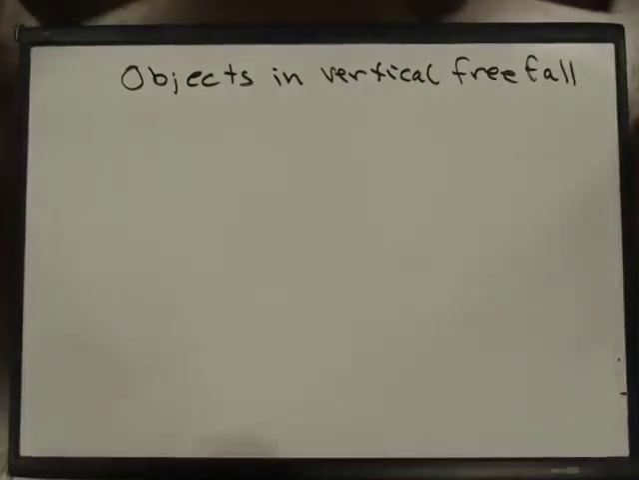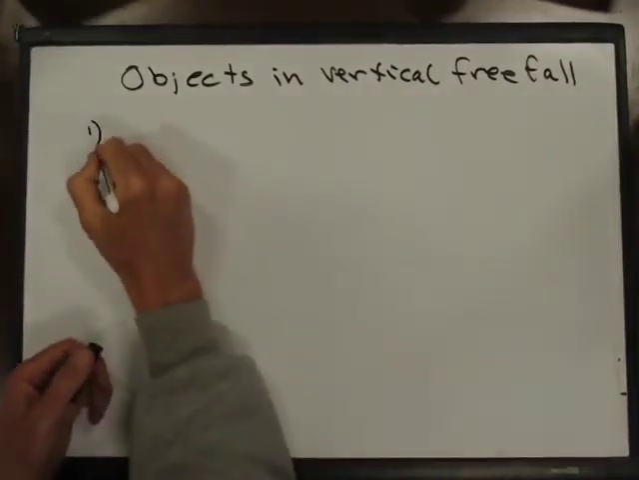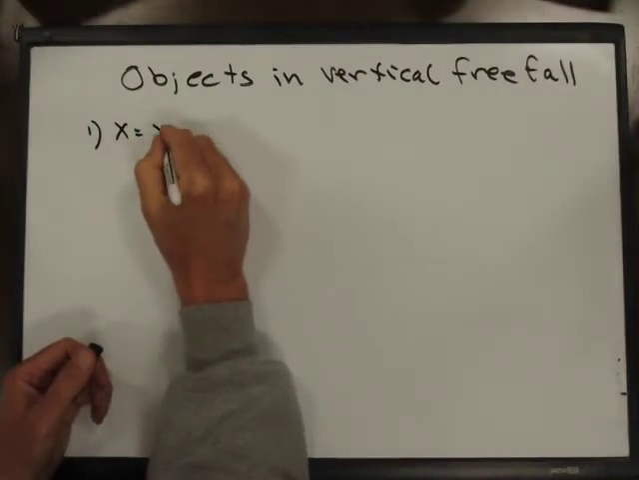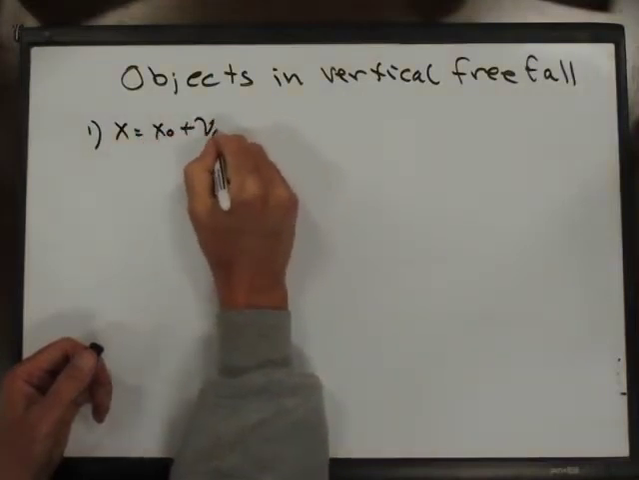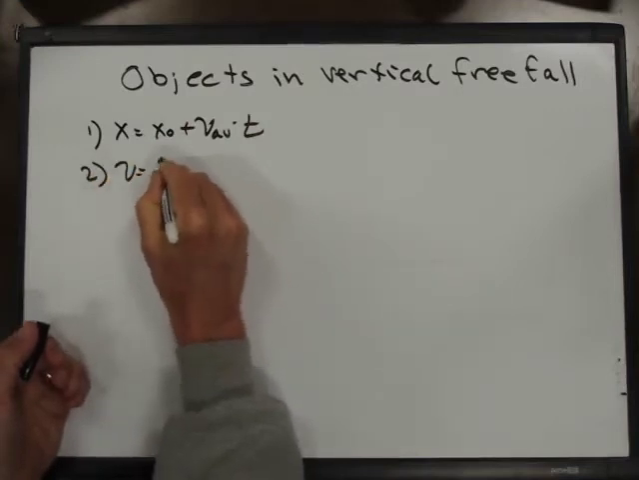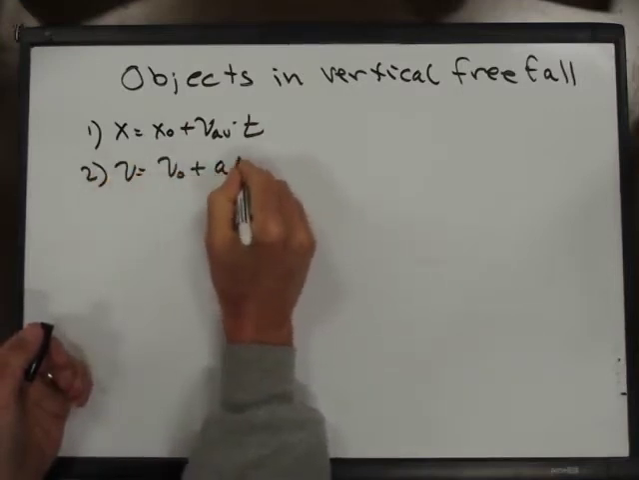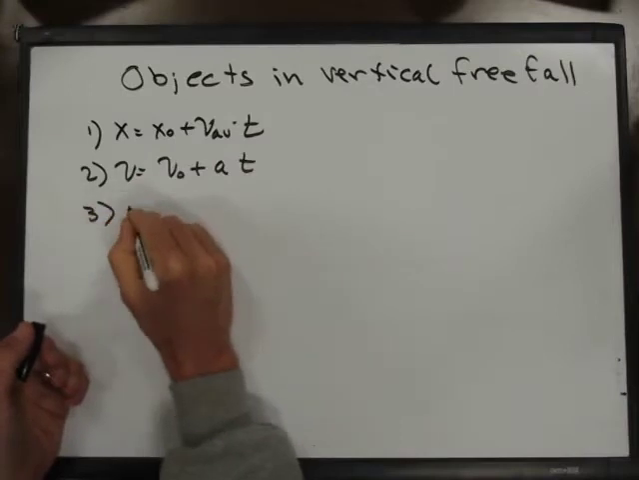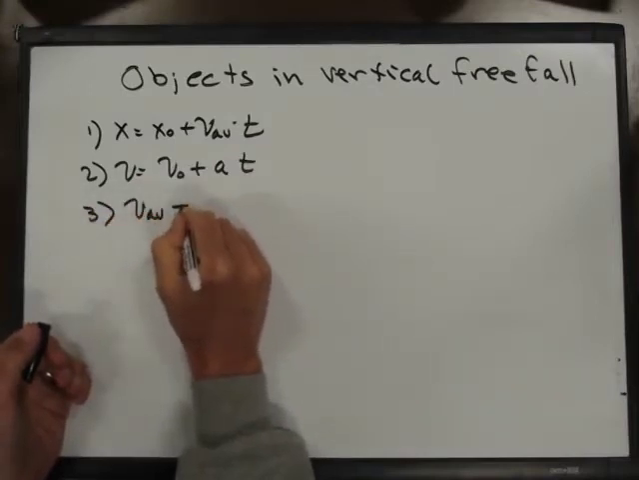So we wrote down these equations. X equals x naught plus v average times time. The second equation was v equals v naught plus the acceleration times the time. Equation 3 was the definition of the average velocity.